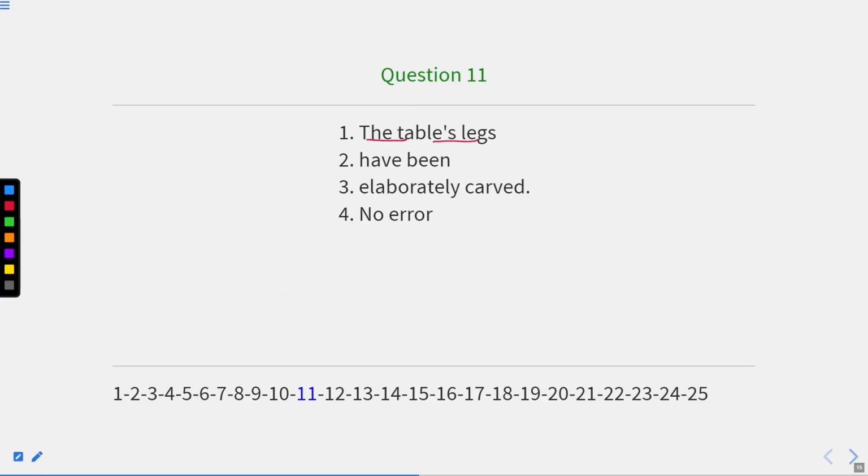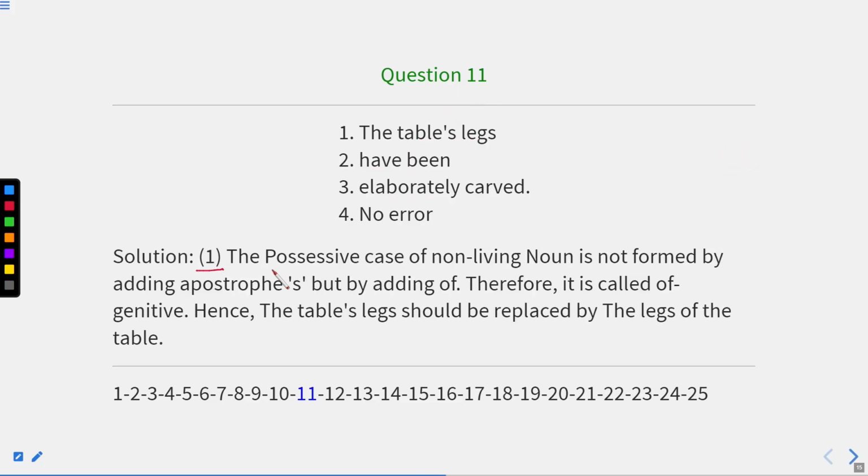Question number 11. Table's legs have been elaborately carved. The table's legs. Table is actually a non-living thing. And whenever we show the possession of a non-living thing, we do not use apostrophe s. Instead, we should use of. So here the error will be in part first. The possessive of a non-living noun is not formed by adding apostrophe s, but by adding of. Therefore, it is called genitive case. Hence, the table's legs should be replaced by the legs of the table.